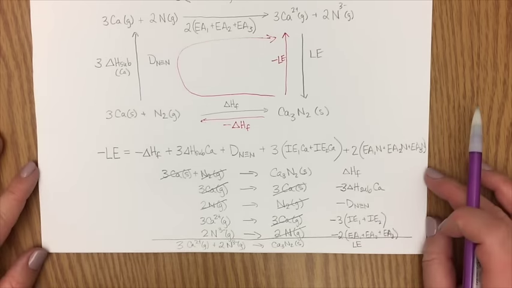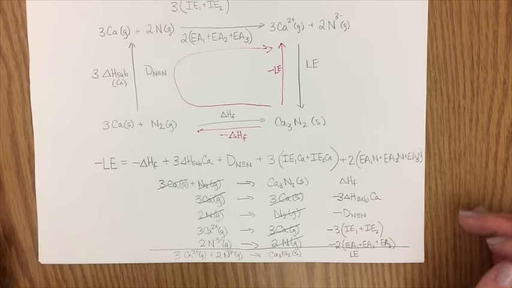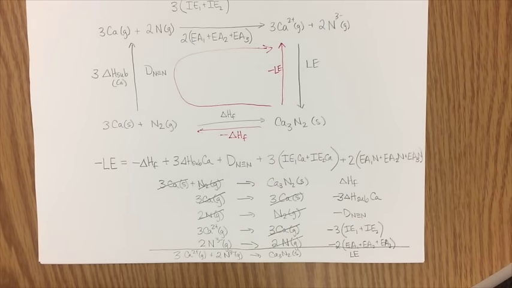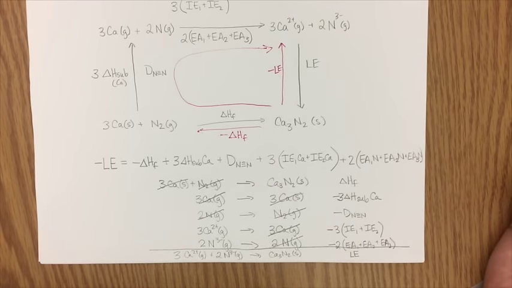So it's 2 different ways to do a Born-Haber cycle. Either one of them is acceptable. I prefer this sort of graphical method because it helps me keep track of things. Sometimes if you're doing this, it can get confusing and you might not remember all of the pieces that you need. So there you go. That's a Born-Haber cycle.